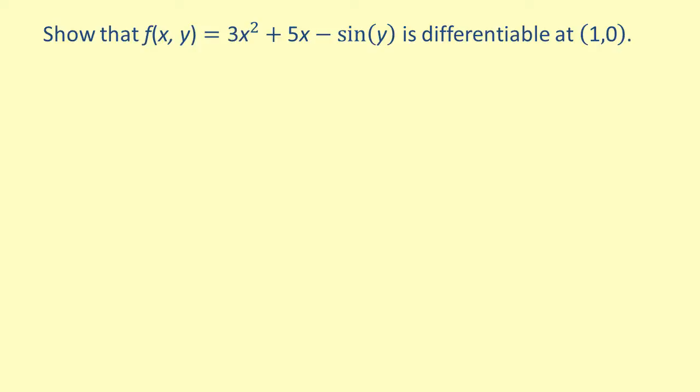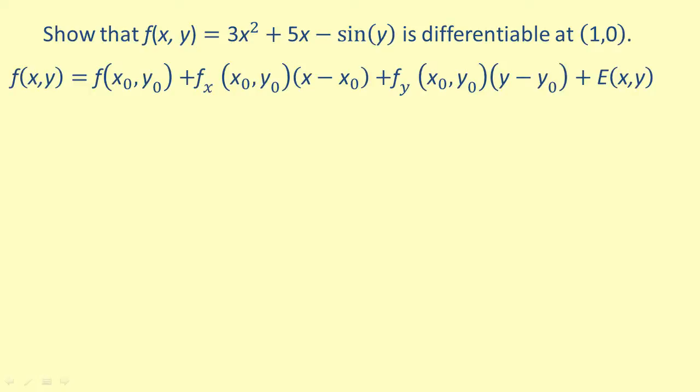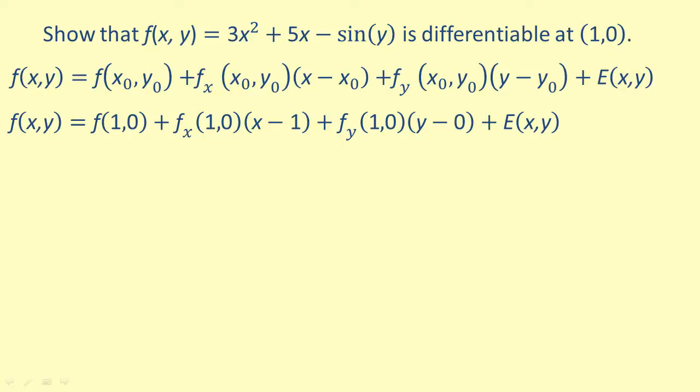Let's look at a function and show that it is differentiable at a specific point. In order to show that a function is differentiable at a point, it needs to satisfy this equation when x0 is 1 and y0 is 0. We need to find f(1, 0), and evaluate the partial derivatives of the function with respect to x and y at (1, 0).